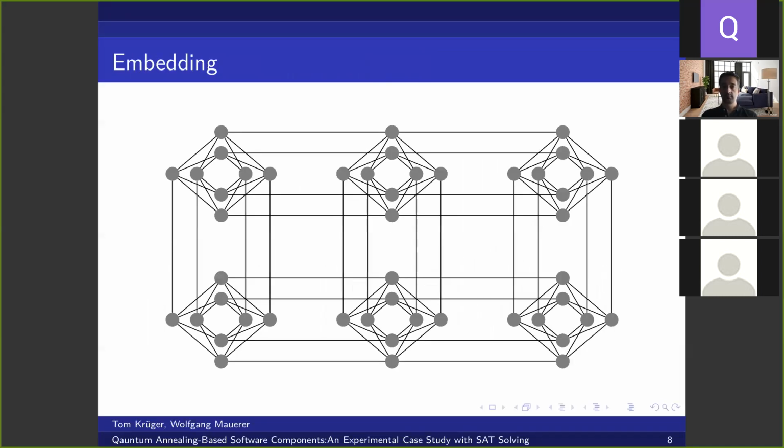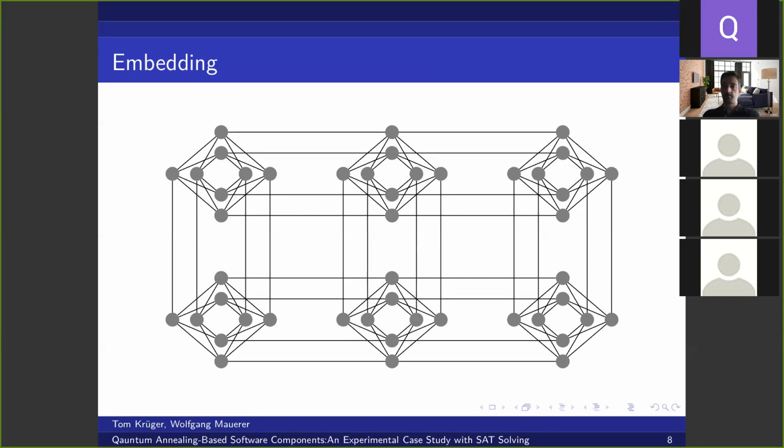Now, the logical QUBO function needs to be embedded on the real hardware graph. And in fact, we don't have to do this embedding process ourselves. There are tools provided by D-Wave, but we will benefit from understanding how this process works.